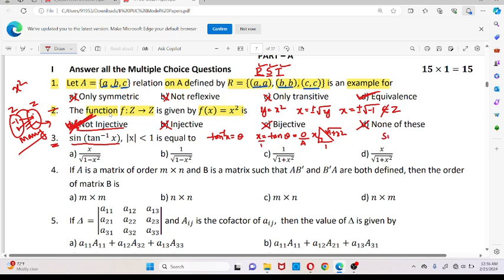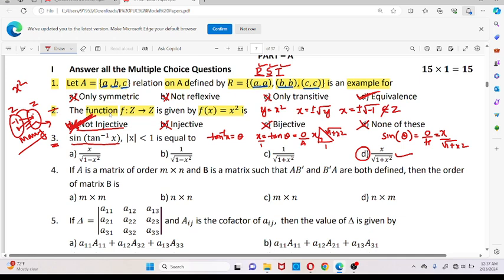So here I can write sin of tan inverse of x, I will take it as theta. So sin theta is opposite by hypotenuse. The opposite side here is x and the hypotenuse is root of 1 plus x square. So if you go through the options, you can directly choose option D.